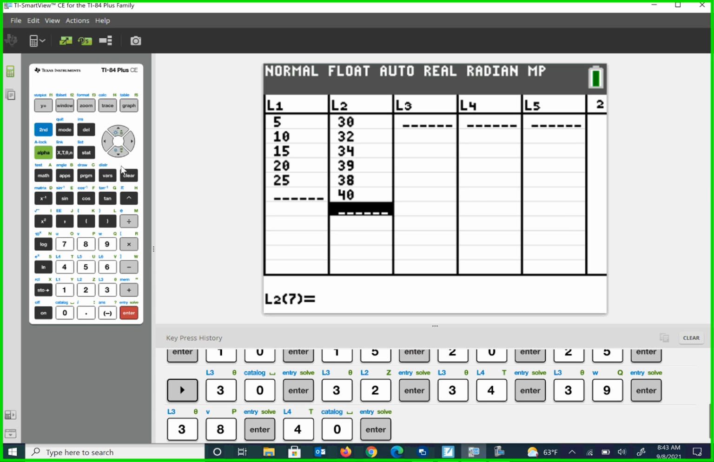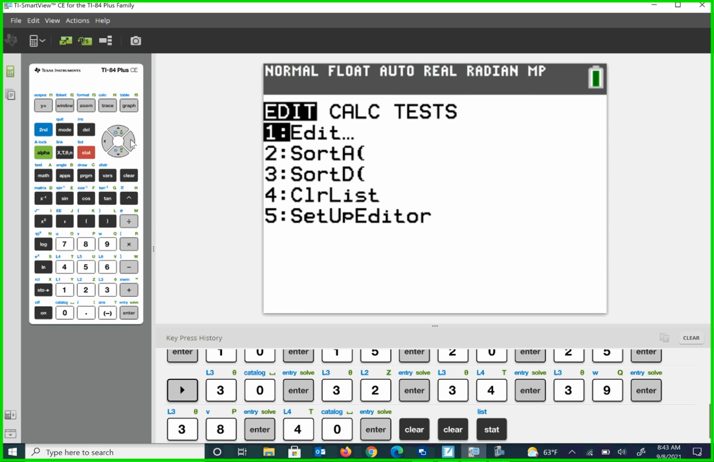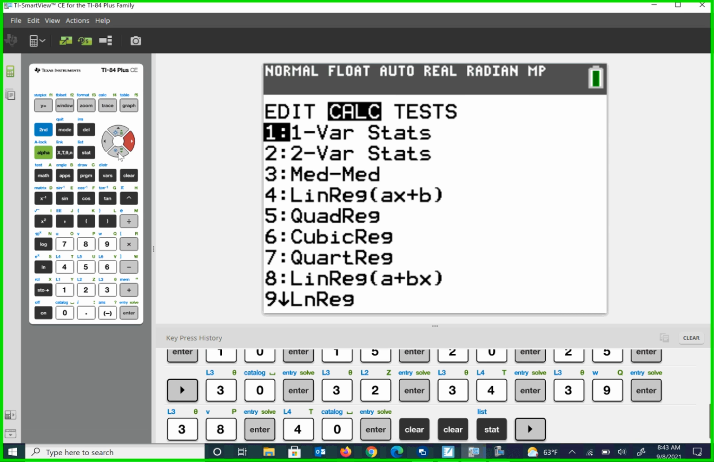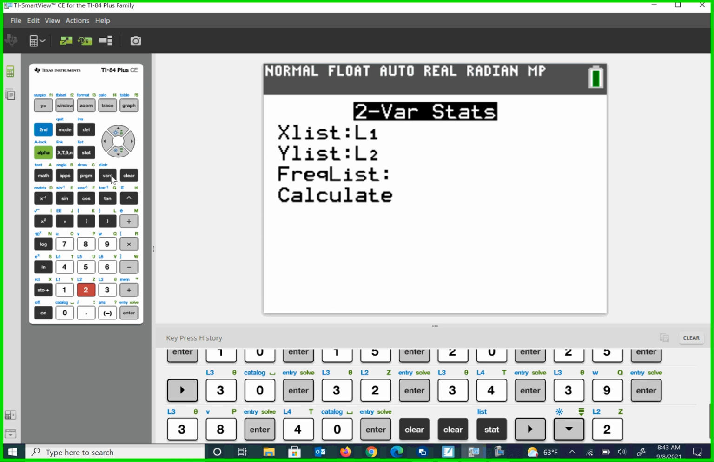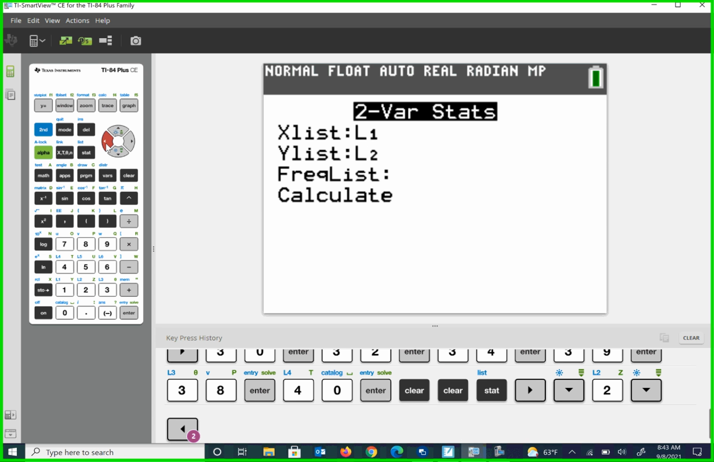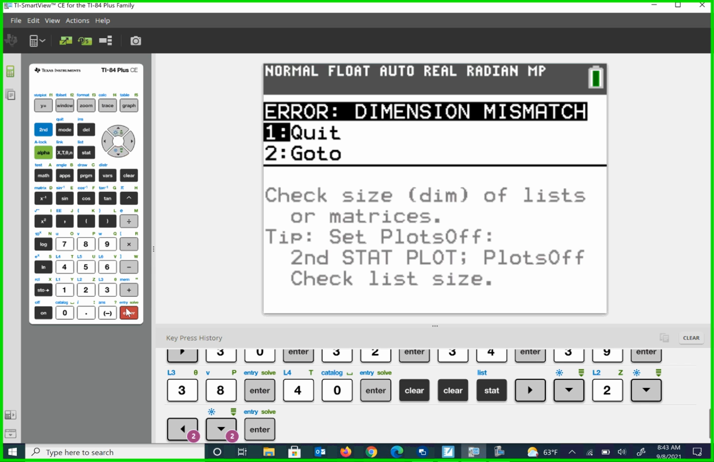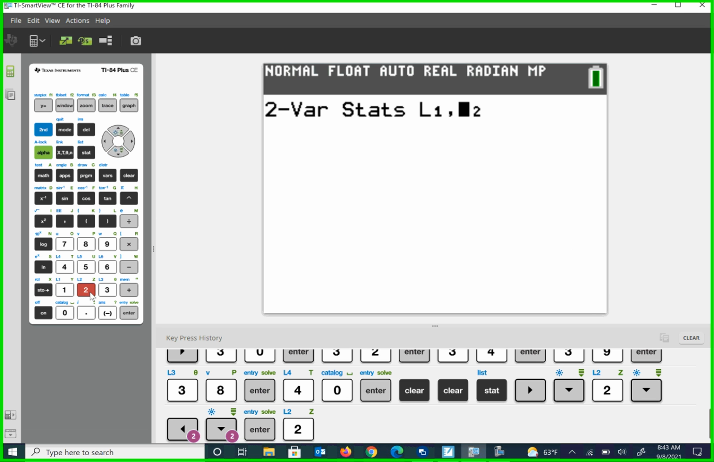Okay, so if we go under stat calculate, we're doing 2 different columns. So I can do 2 variable statistics. We want list 1 and we want list 2. That's fine. Oops, go down. If I calculate that, whoops. No, it shouldn't matter. Calculator's being finicky right now.